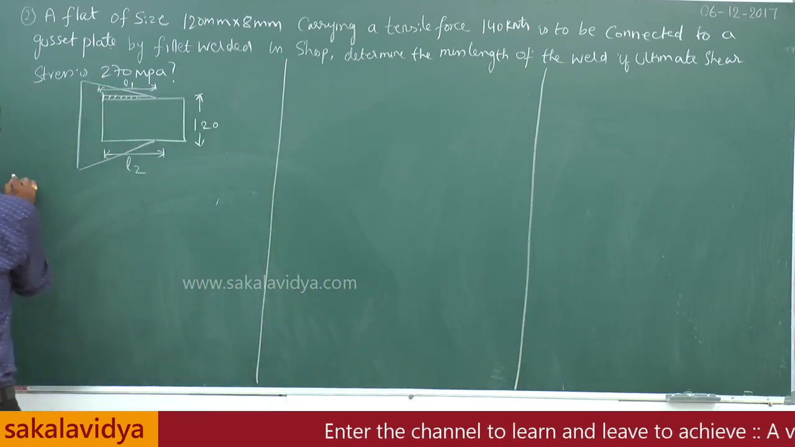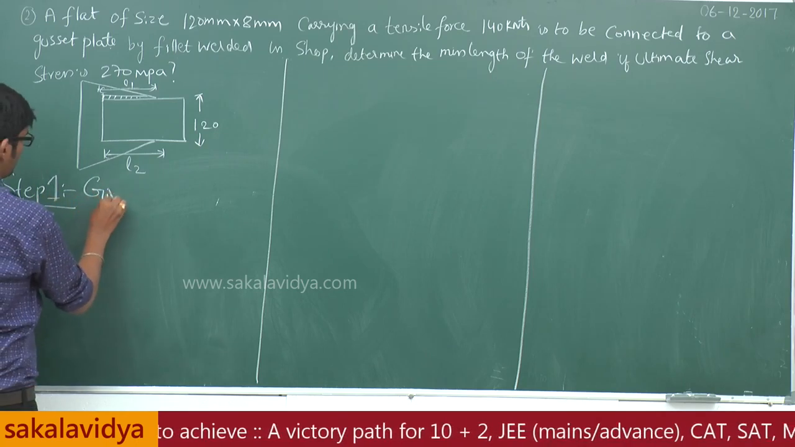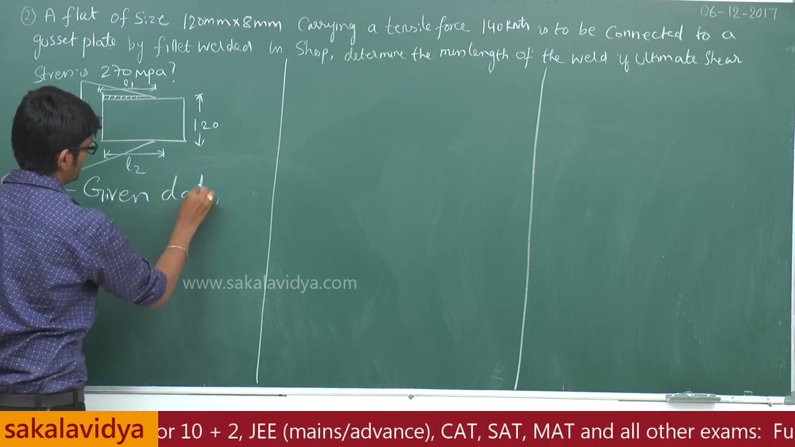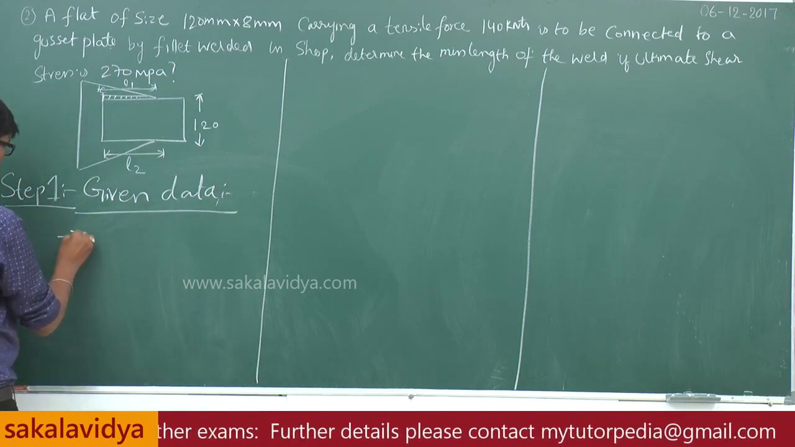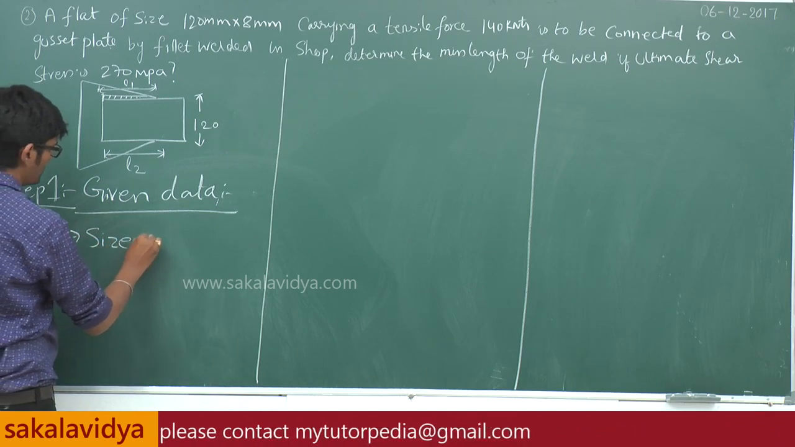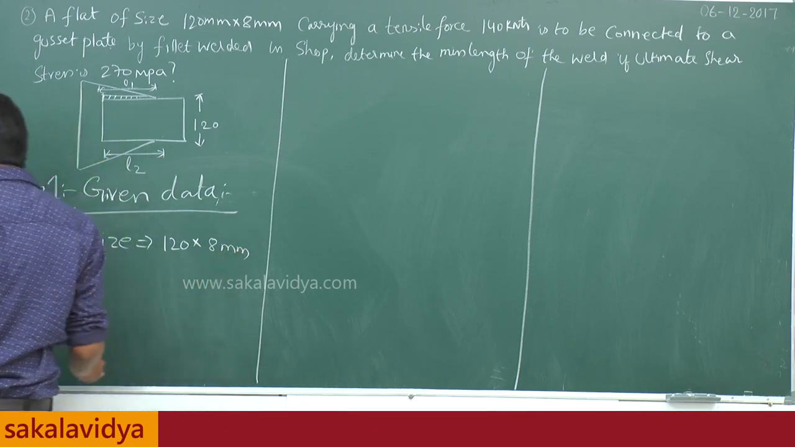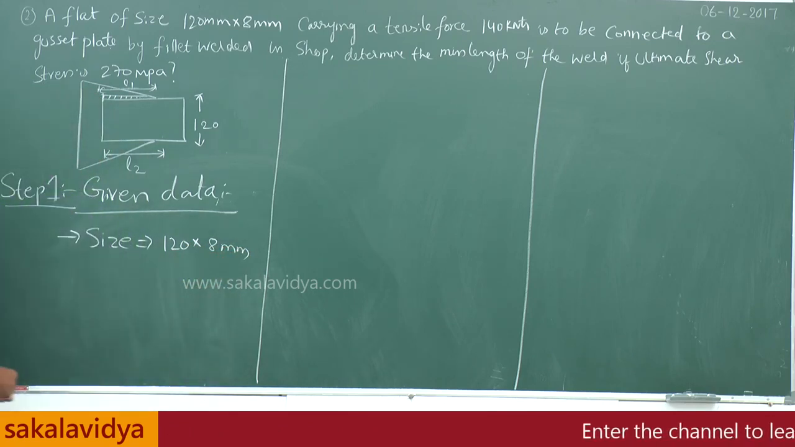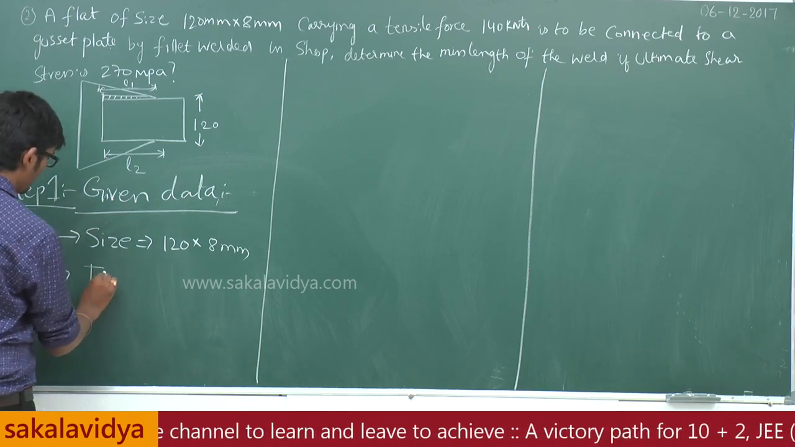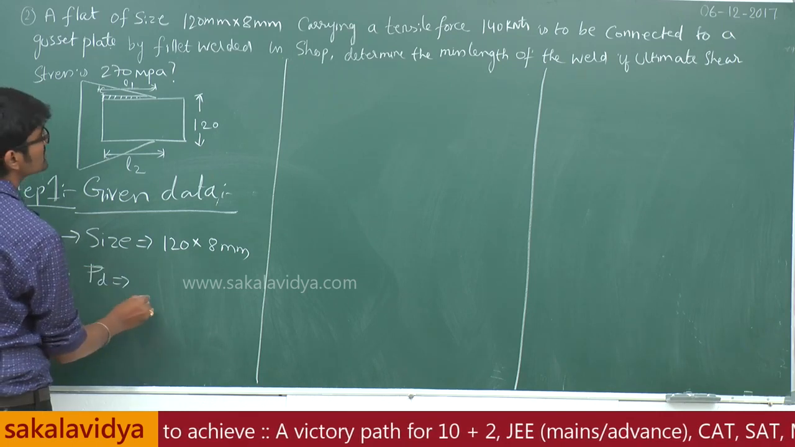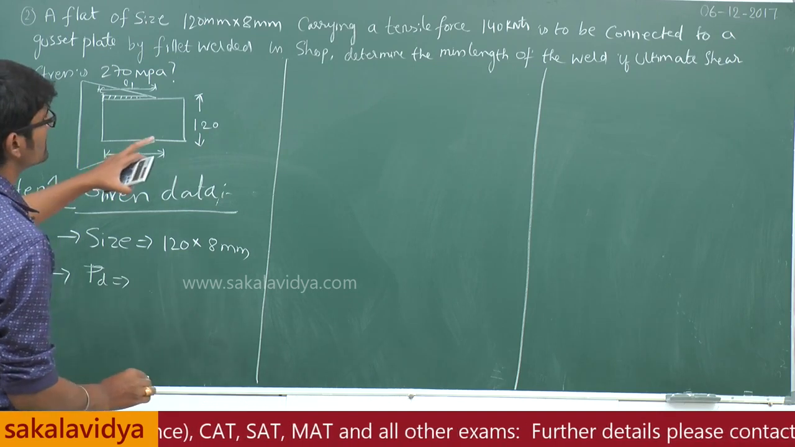Step 1, let us write the given data. What is given in this question? Size of the plate, so size is equal to 120 into 8 mm. So the size of the plate is given as 120 into 8 mm. And what else is given? Tensile force, that is TD or PD. It is given as carrying a tensile force of 140 kilonewtons.